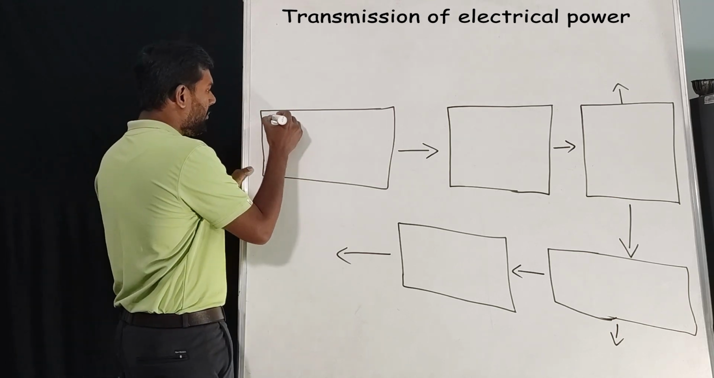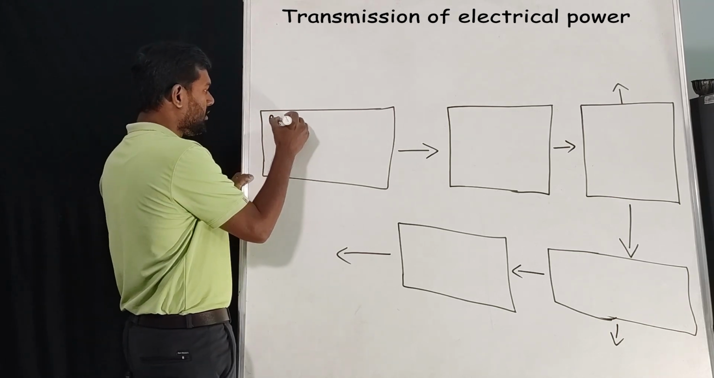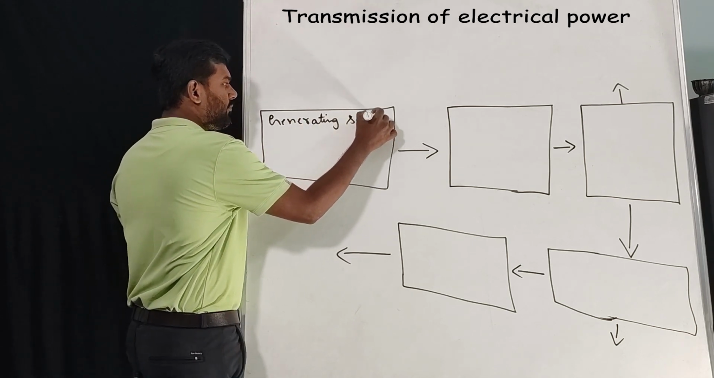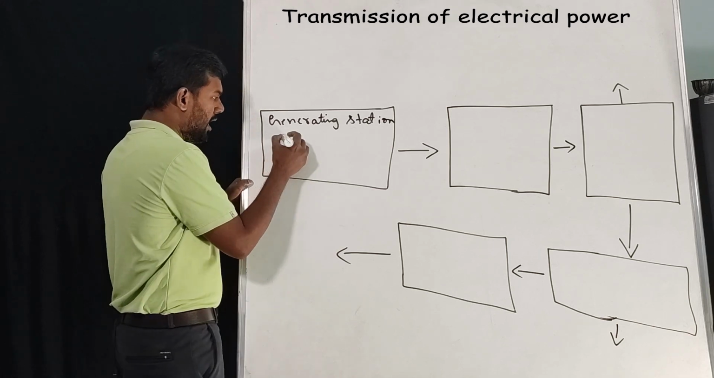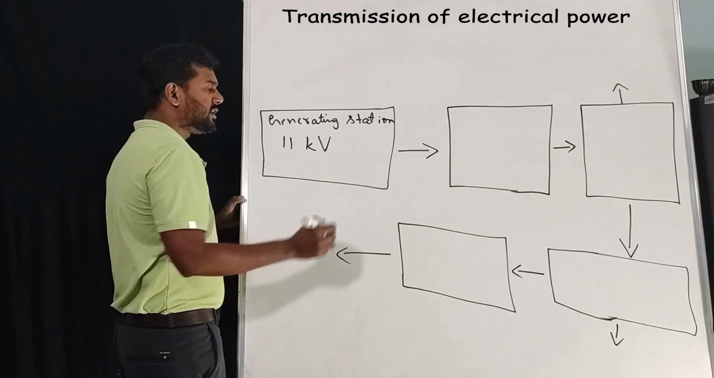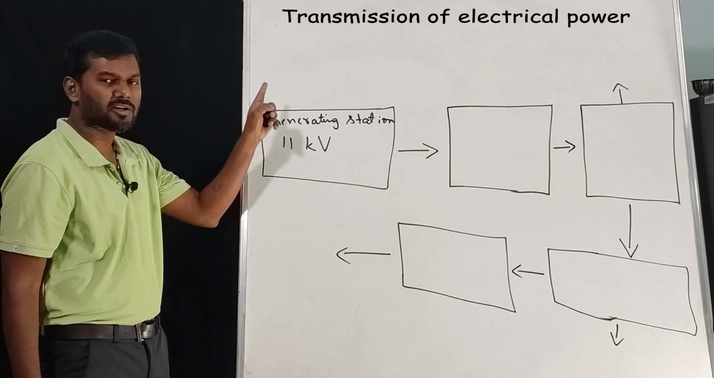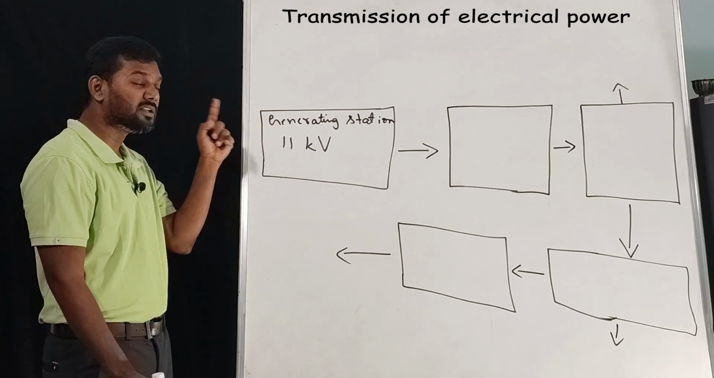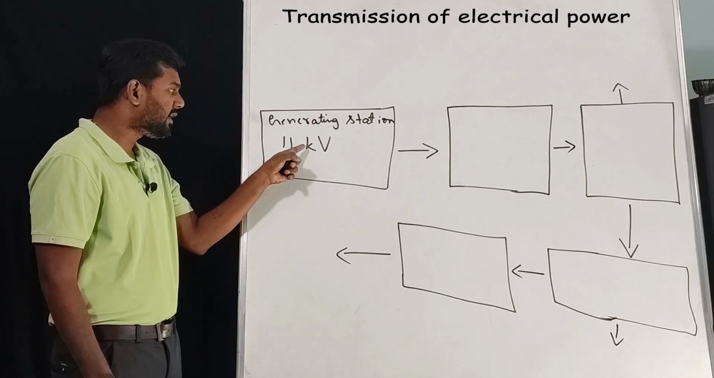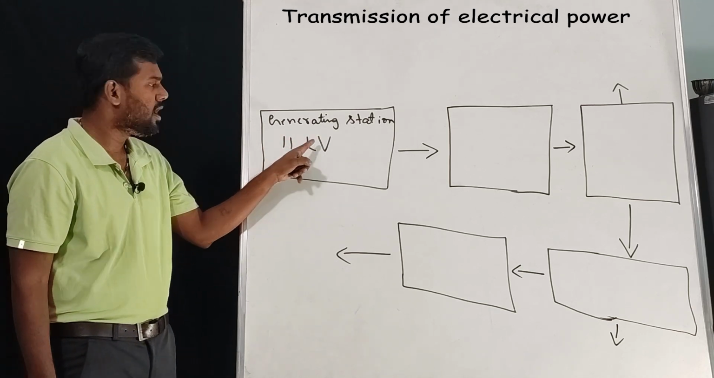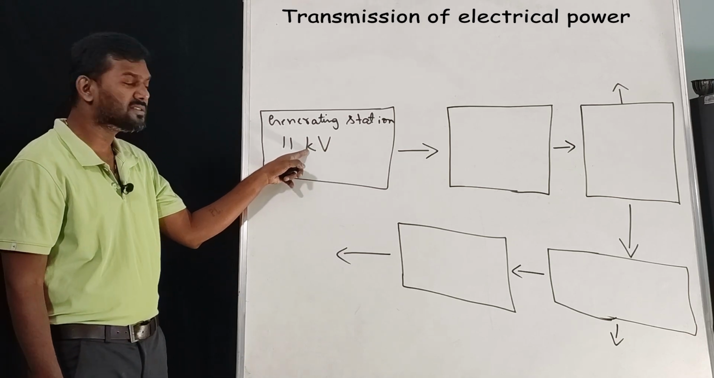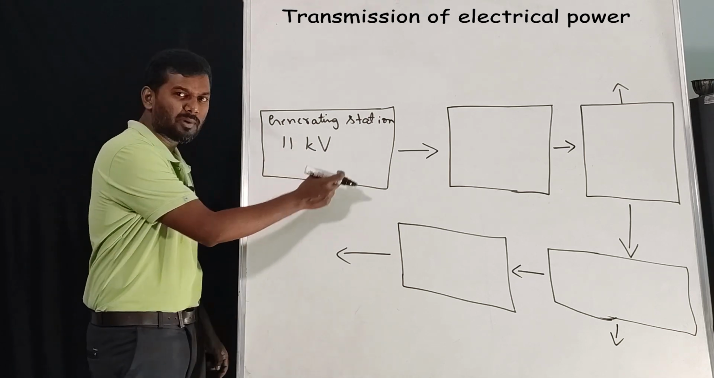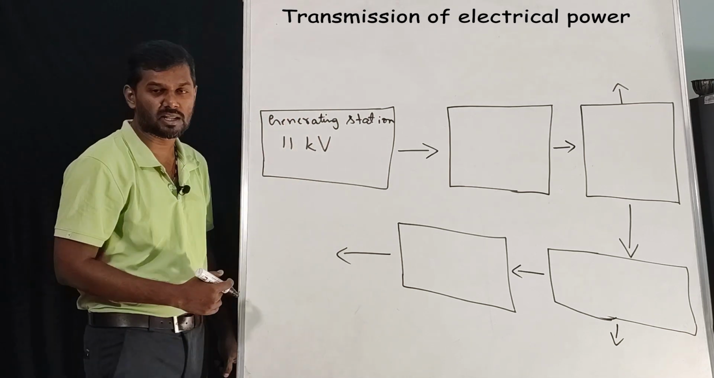In the power generating station, 11 kilovolts is generated. In the power generating station, the generated voltage will be 11 kV. K should be small, V should be capital. K means kilo, kilo means 1000. 11 kV means 11,000 volts is generated.